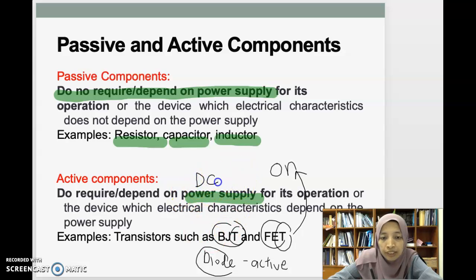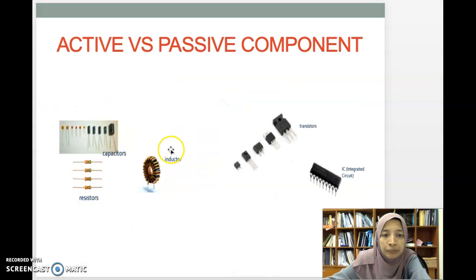You need DC supply to turn on your electronic component. Okay, so it's shown here: on the left is the passive device, on the right is the active device. The one I'm going to focus on here is the IC. What is an IC? IC is the integrated circuit. Inside the IC there are billions of transistors. They package the transistors, so it becomes what we call an integrated circuit.